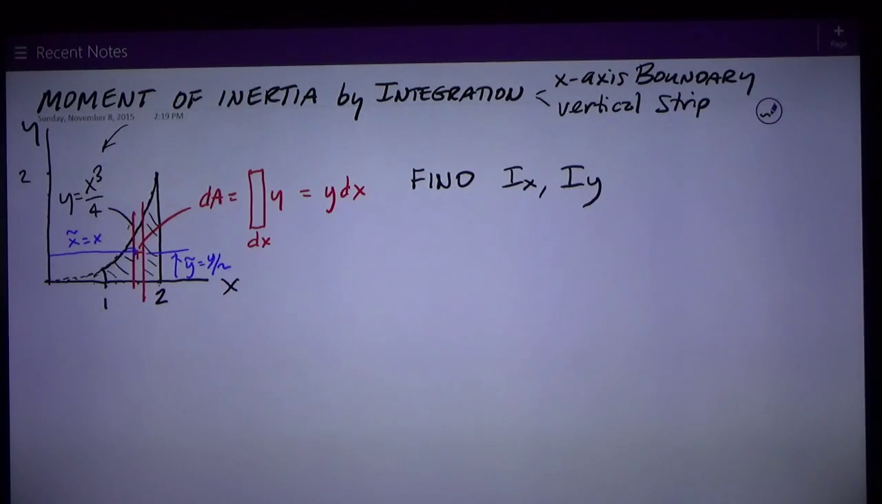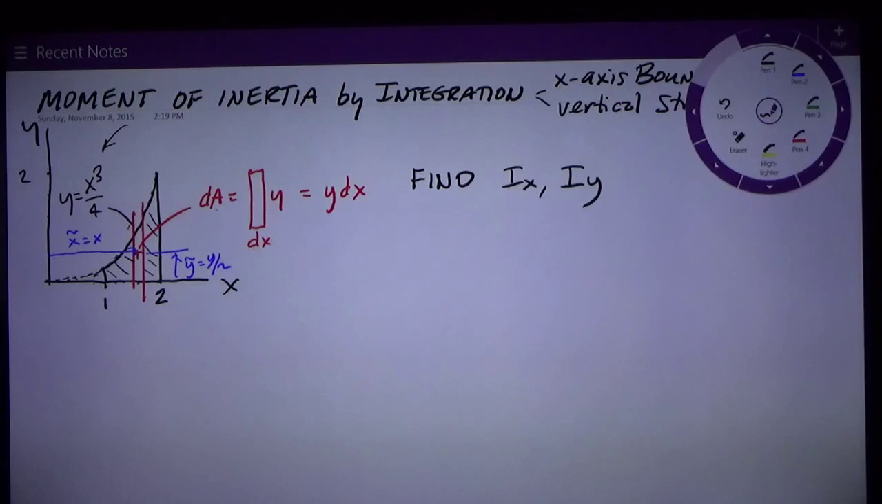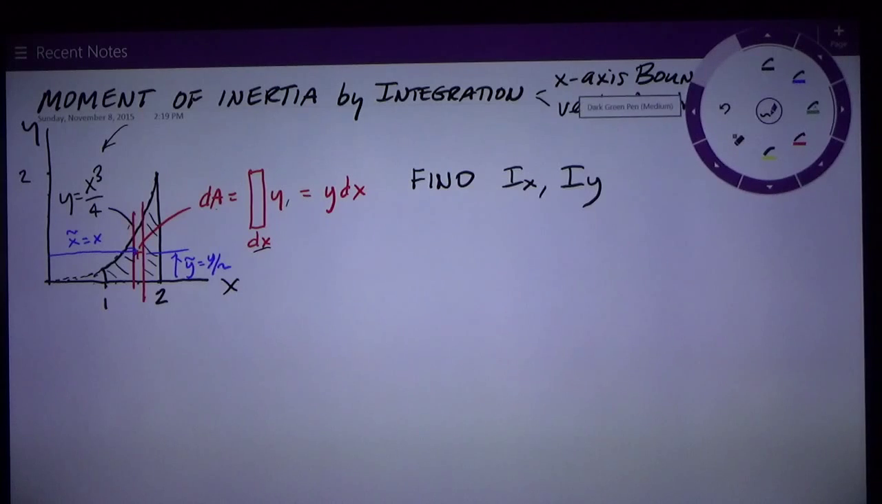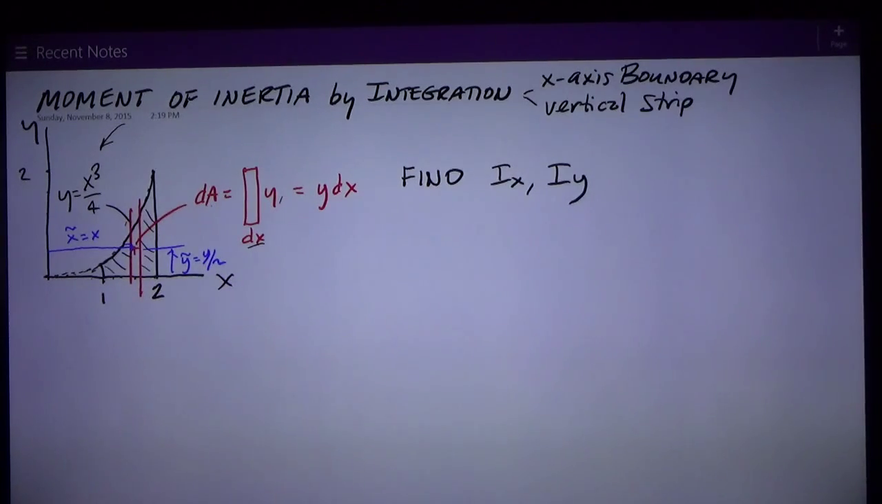Let's find Ix first. Because we have an x-axis boundary, we're going to use a vertical strip as our differential element, dA. It's a rectangle of base dx and height y, so its area is y dx, but we're going to have to use a sort of trick to integrate with respect to the x-axis. It's really not a trick, it's really a legal mathematical maneuver.